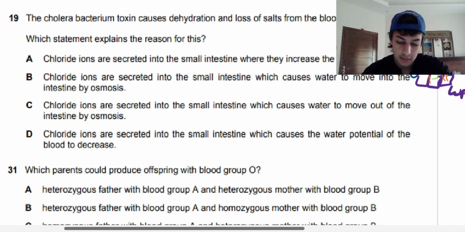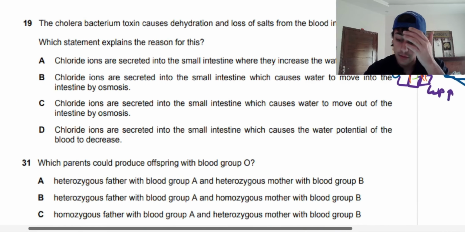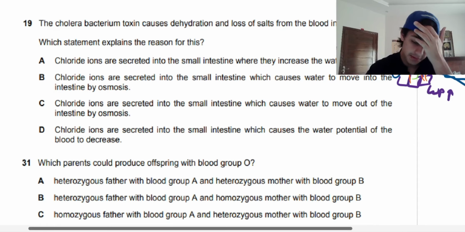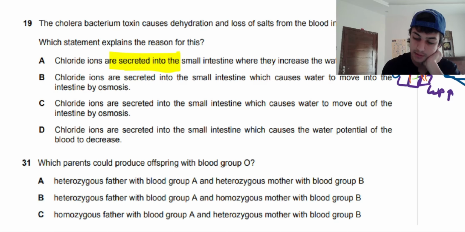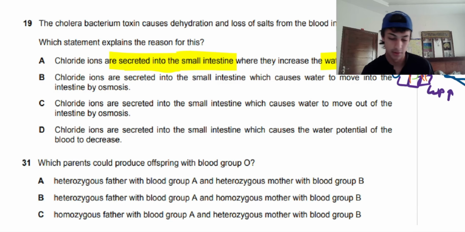Okay, question 19. The cholera bacterium toxin causes dehydration. So which statement explains this? Let's go over the options. We're going to have chloride ions are secreted into the small intestine. This is correct. Where they increase the water potential, this is not correct. They're going to decrease the water potential.